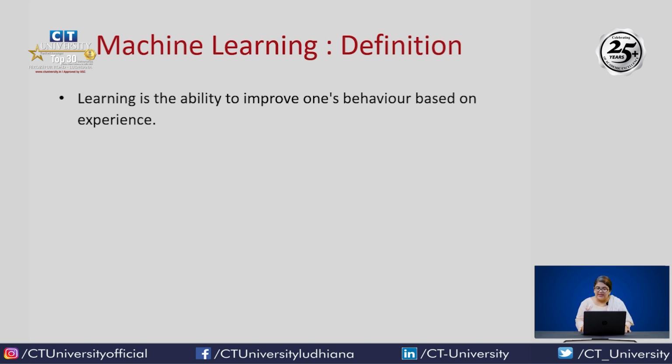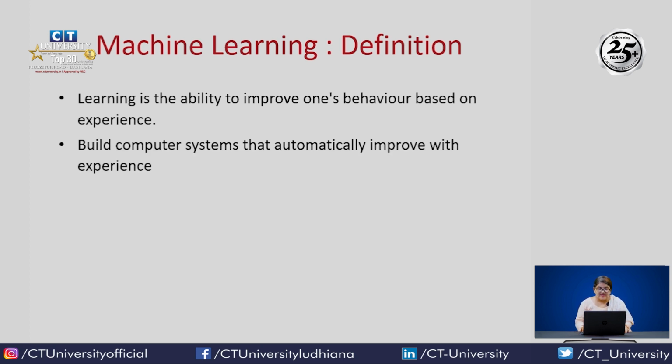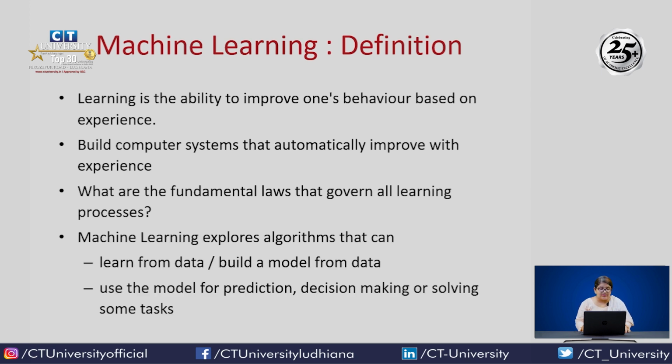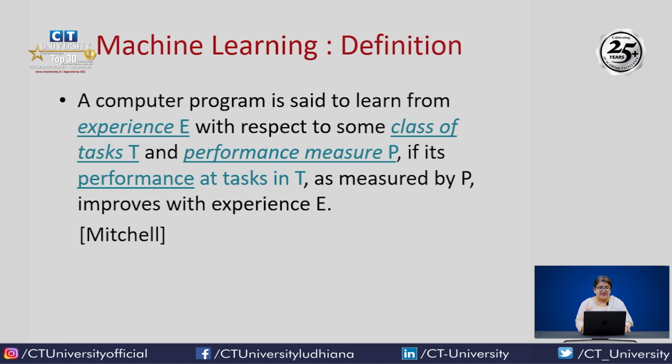Learning is the ability to improve one's behavior based on experience. We can build computer systems that automatically improve with experience. What are the fundamental laws that govern all learning processes? Machine learning explores algorithms that can learn from data, that can build a model from the data, and that can use the model for prediction also. So it helps in decision making and solving some very important tasks.